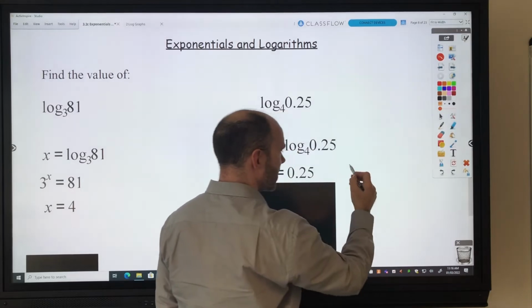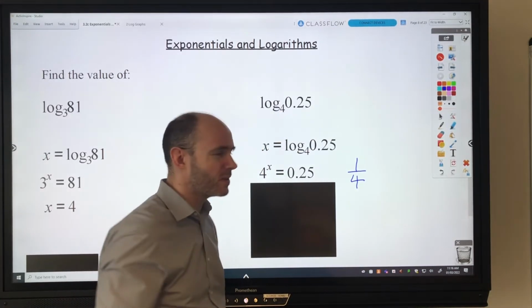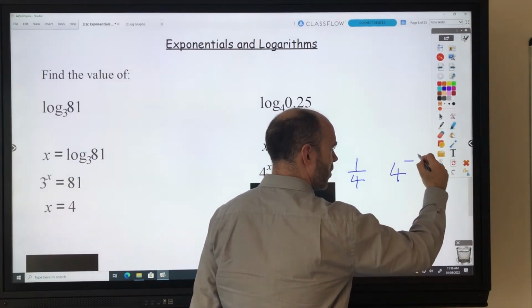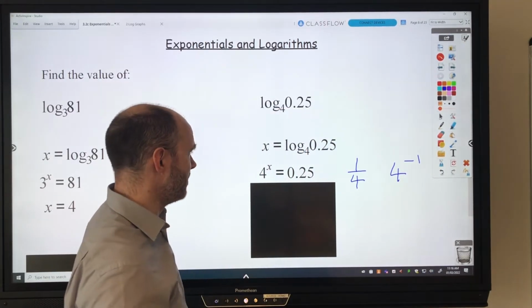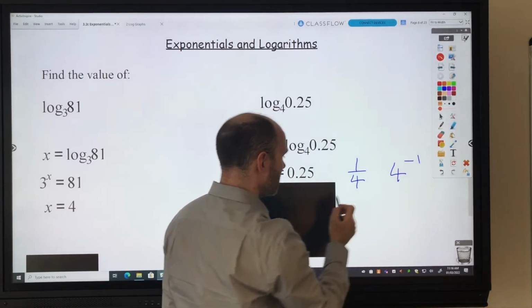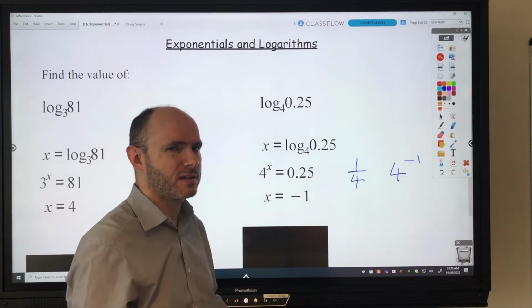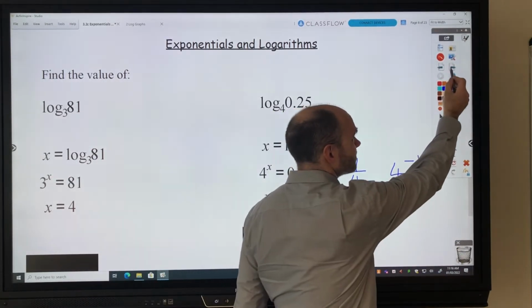Now I'm hoping you recognise that 0.25 is 1/4, or it's 4 to the power of -1. All right, and so 4 to the power of -1 is 1/4, and so quite simply, you've got your answer. x is equal to -1. Okay, and that's all there is to it.